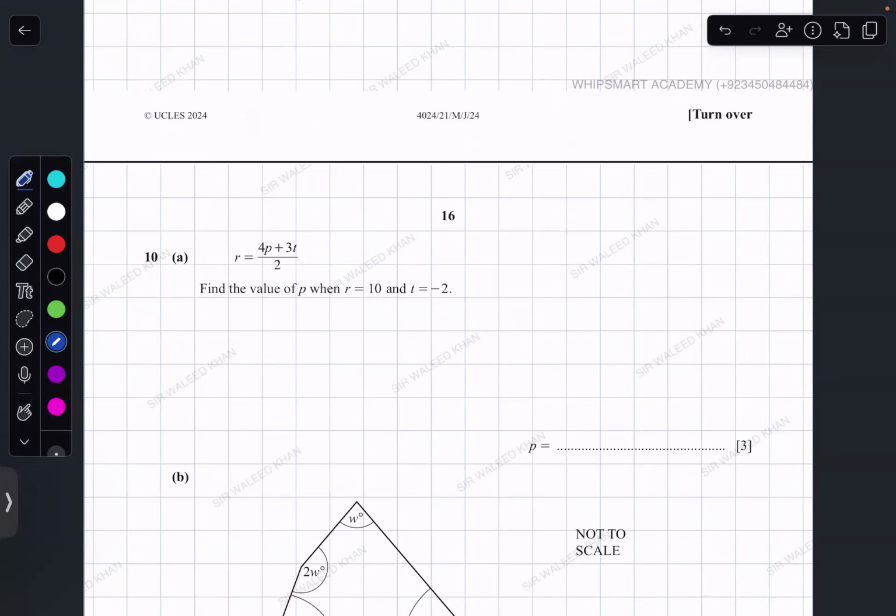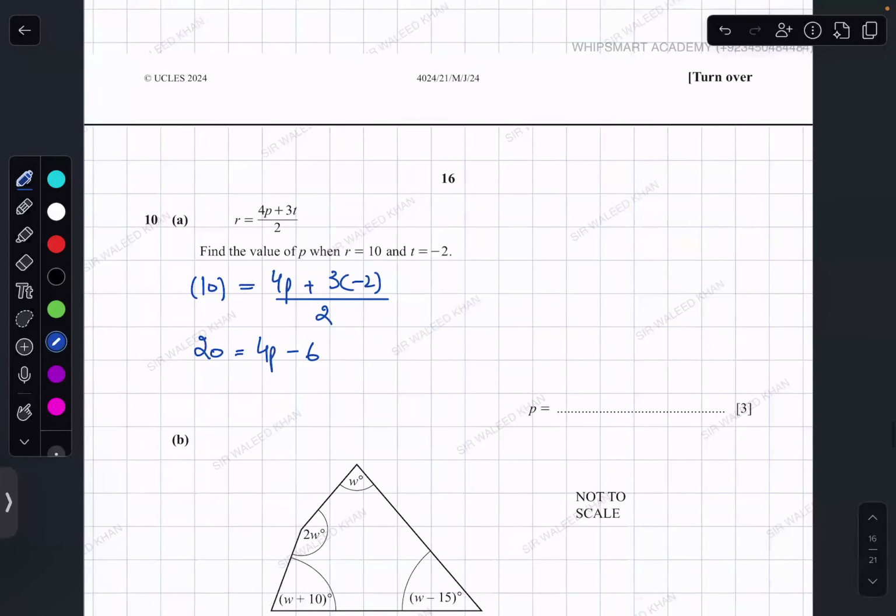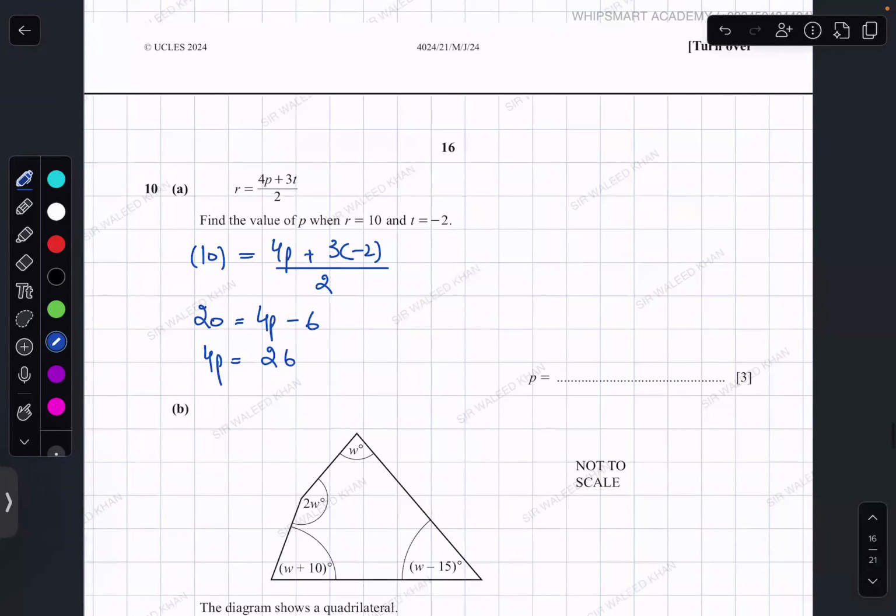So let's first rearrange this. Or I can use just the values over here. This would be 10 is equal to 4P plus 3 times minus 2, over 2. So this would be 20 is equal to 4P minus 6. So 4P is equal to 26, and P is 6.5. Thank you, Rachel.